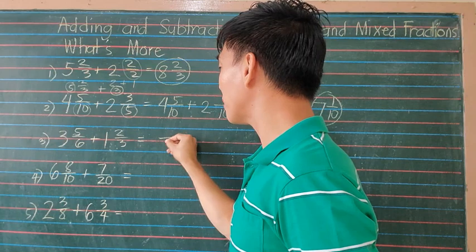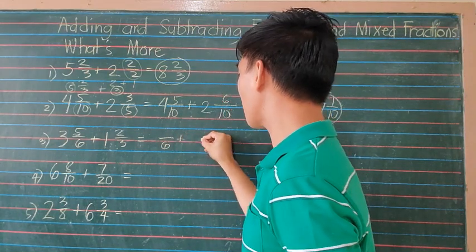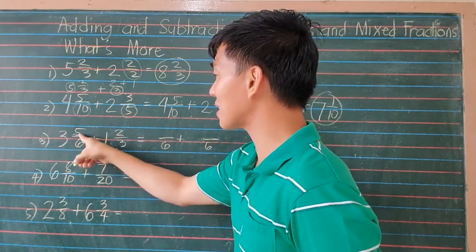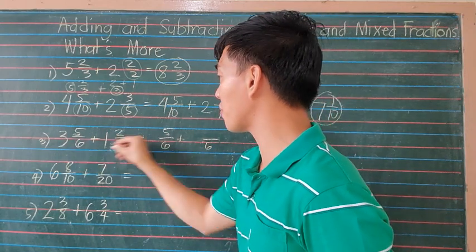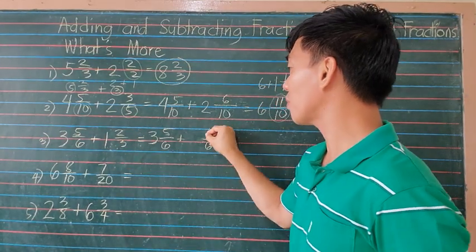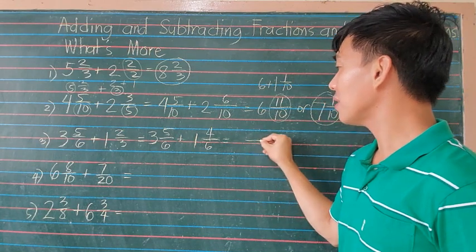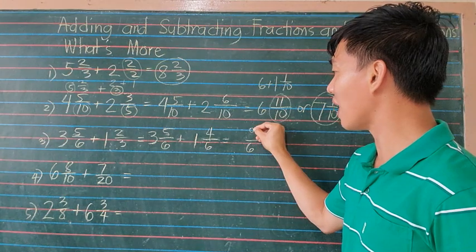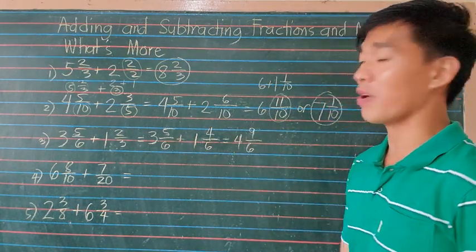They don't have a common denominator also. So, look for their common denominator, which is equal to 6. So, 6 divided by 6 times 5. Okay, 6 divided by 3, that is 2, times 2, 4. Then copy 1. Then after that, they have a common denominator of 6. You add the numerators, 5 plus 4 is 9. Then add the whole numbers, which is 4.